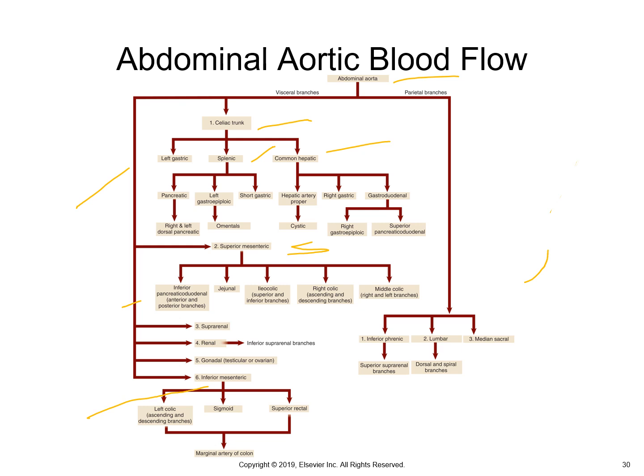In terms of the paired visceral branches, so they supply organs in pairs. We have the renal arteries, and our renal arteries supply the kidneys. They also help regulate blood pressure and filtration. We also have the gonadal arteries, and they supply the ovaries, the ovarian artery, and also the testes, which are the testicular arteries.